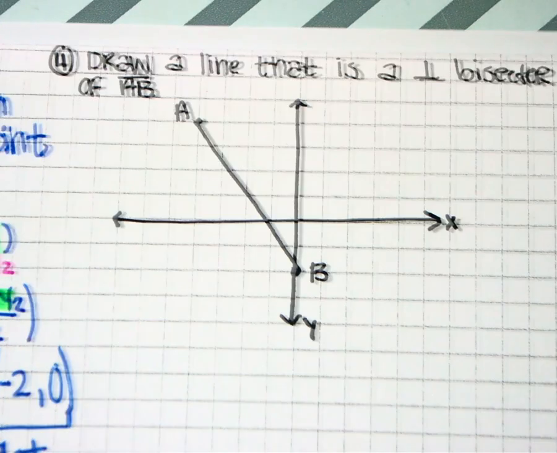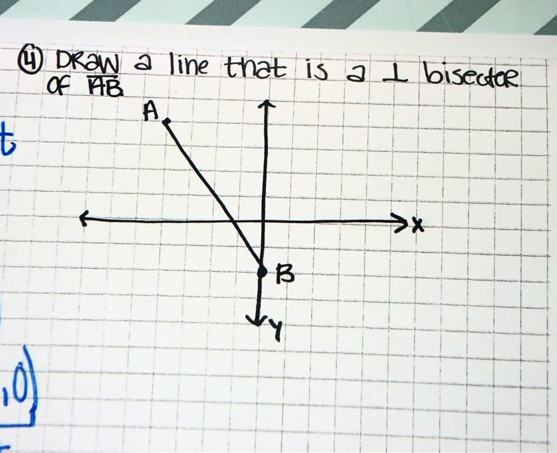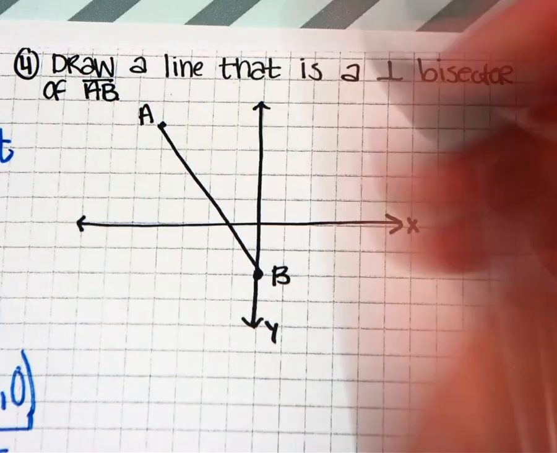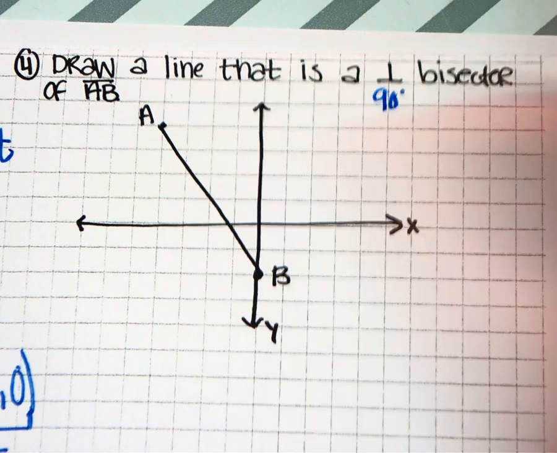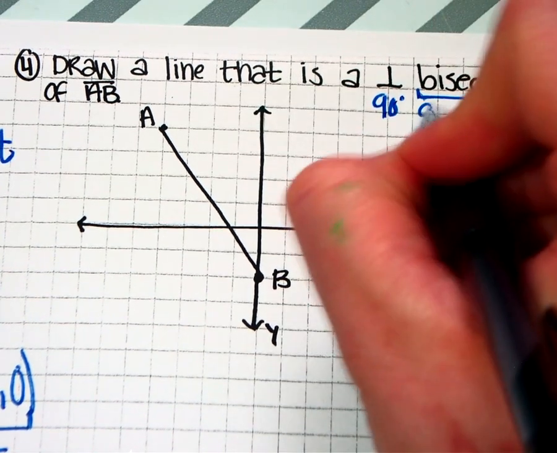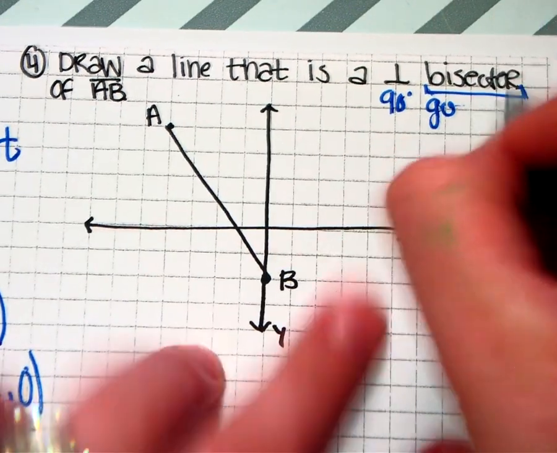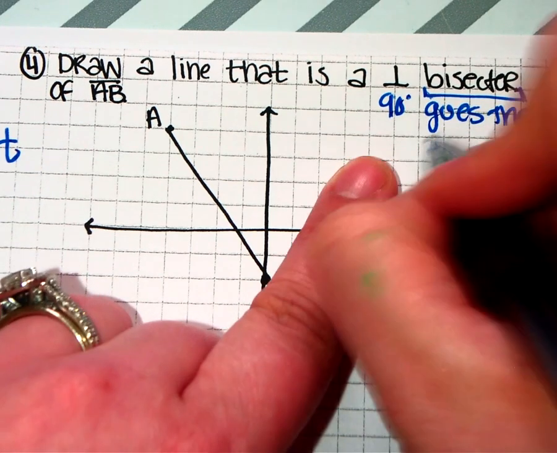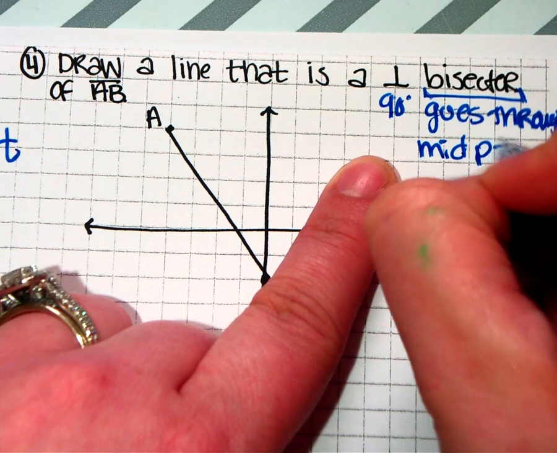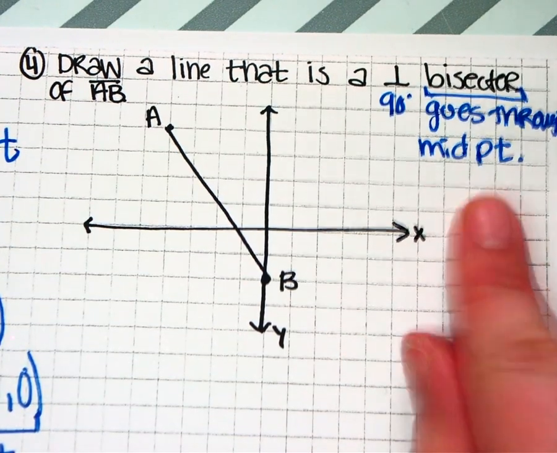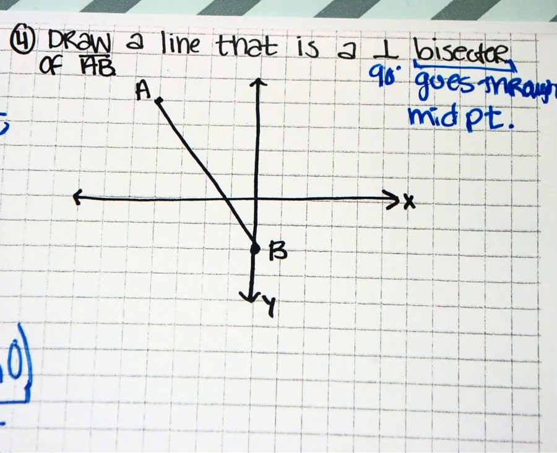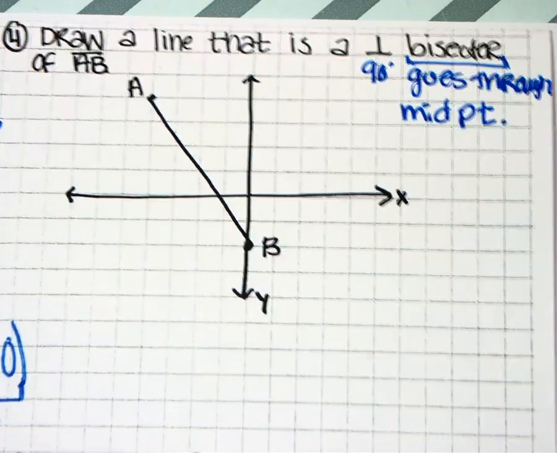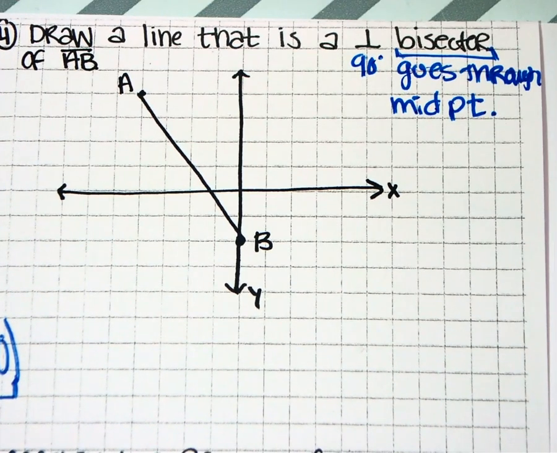The last type of problem is to draw a perpendicular bisector. Perpendicular means 90 degrees. Bisector, remember we just said that it goes through the midpoint. In this problem, I just abbreviated the word midpoint because we already wrote it. This problem requires us to do two things. It requires us to find the slope and find the midpoint. So let's calculate the midpoint first.